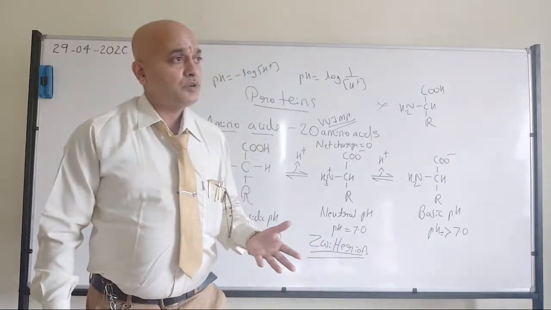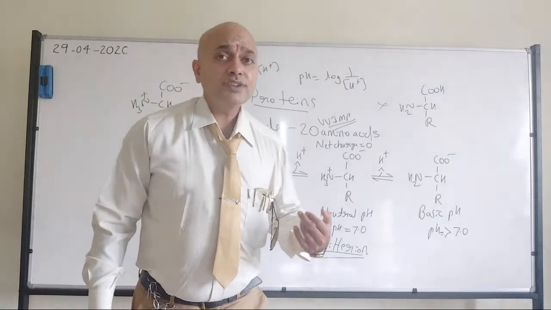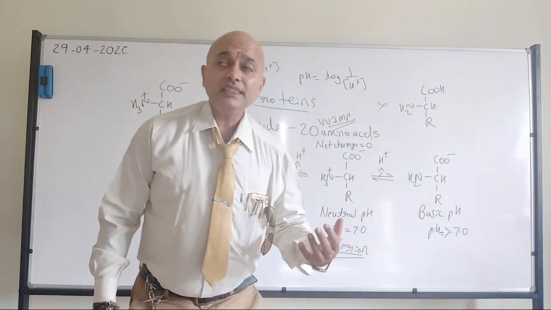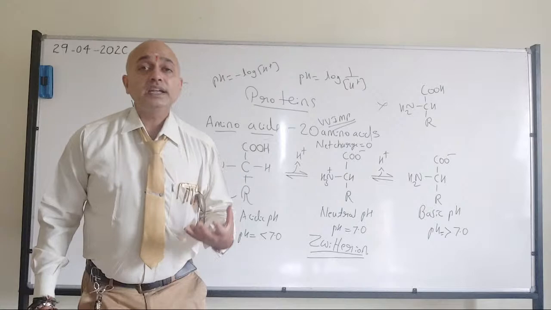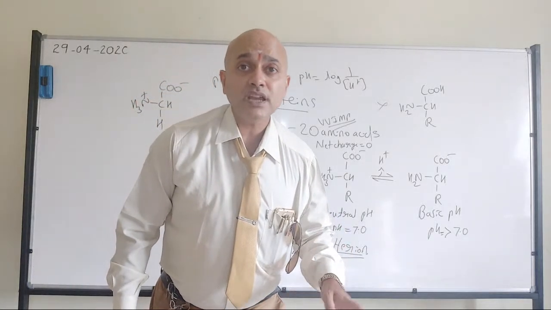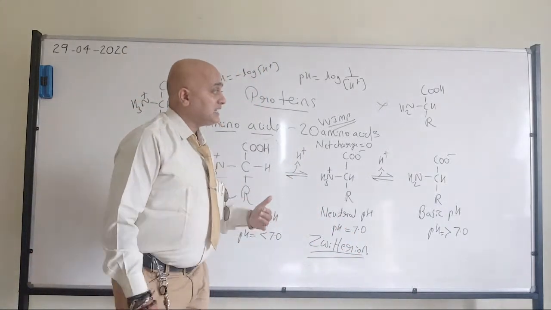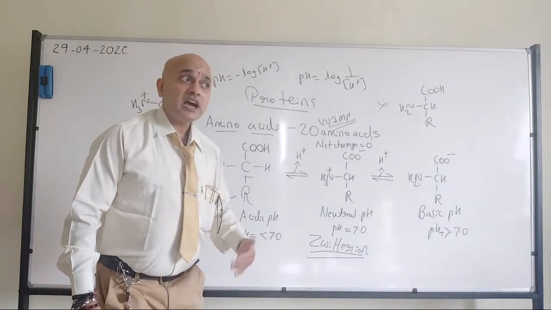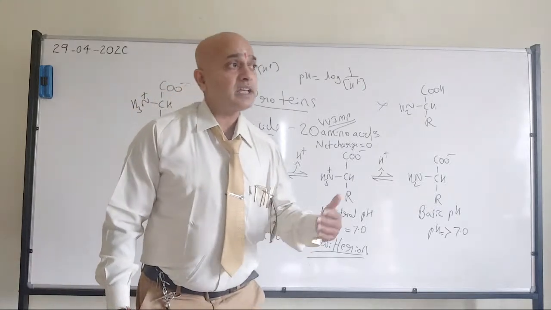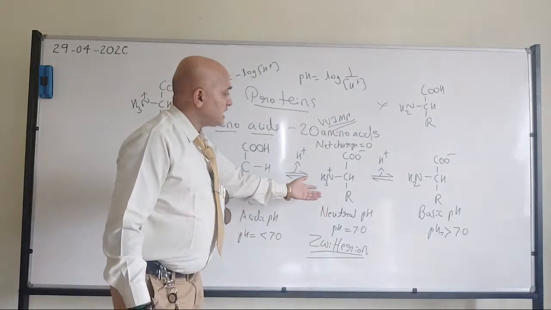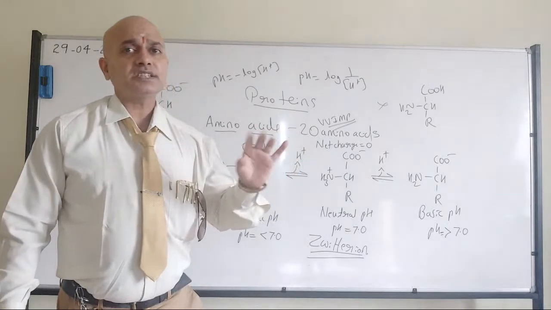Now, if someone asks you to define the zwitterionic form of a molecule, then you should tell that the zwitterionic form of a molecule means the net charge on the molecule will be equal to 0 due to the presence of equal amounts of positive and negative charge. That is very important. Charge will be equal to 0 when there is no charge also, right? But here charge is there, but they are equal and opposite. So therefore net charge will be equal to 0. That's how you can define the zwitterionic structure.